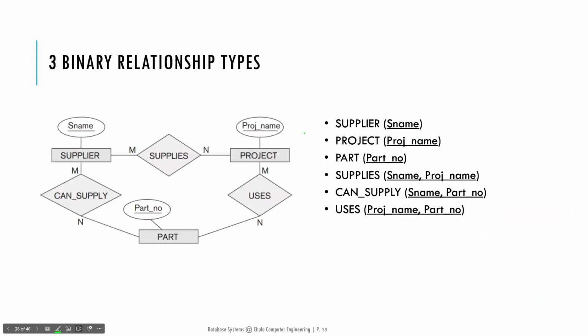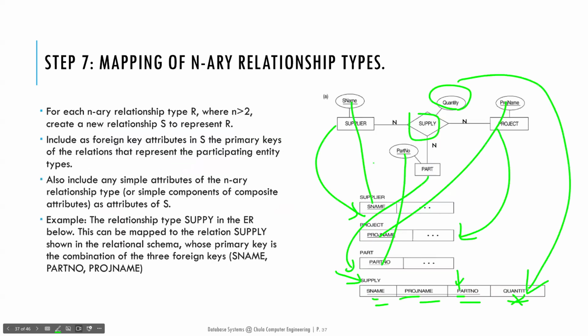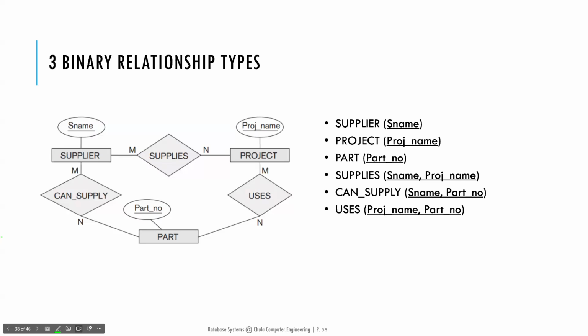Here is another example. If you have a supplies relationship that connects supplier and project, and then you have three binary relationships. This is different from this, right? This one you have supply as a ternary relationship, but here you have binary, but you have three binary. You have this is one binary, this is one binary, and this is another binary.